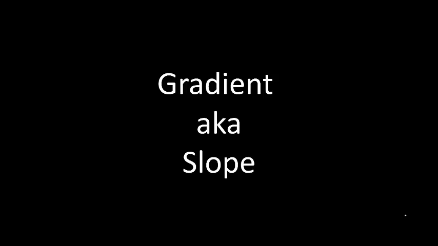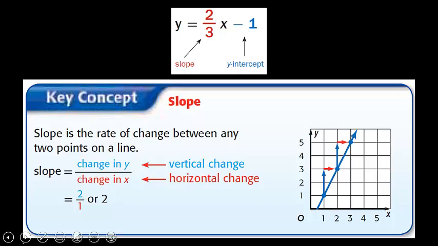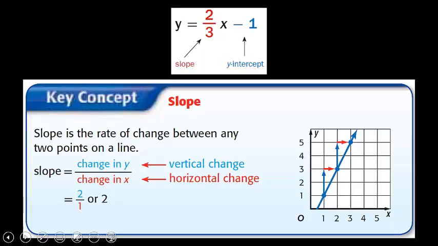Hello everyone. In this video we are going to learn about the gradient of a straight line graph, which is also known as its slope. The slope is the rate of change between any 2 points in a line. The slope is the change in the y value over the change in the x value. In your equation, y equals mx plus c, where m is your slope value and c is your y-intercept.